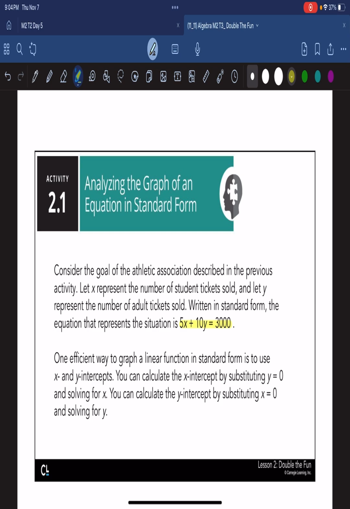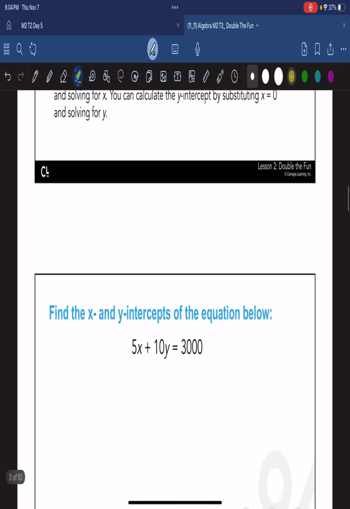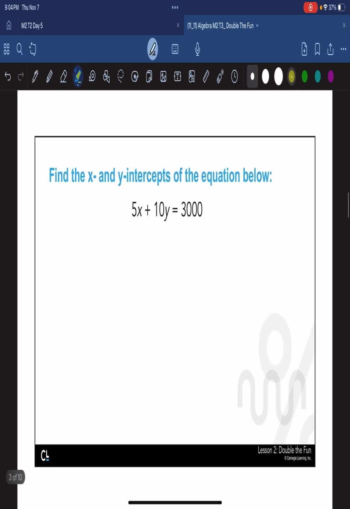One efficient way to graph a linear function in standard form is to use x and y intercepts. You can calculate the x-intercept by substituting y equals 0 and solving for x. You can calculate the y-intercept by substituting x equals 0 and solving for y. So let's first find the x and y intercepts of the equation below.